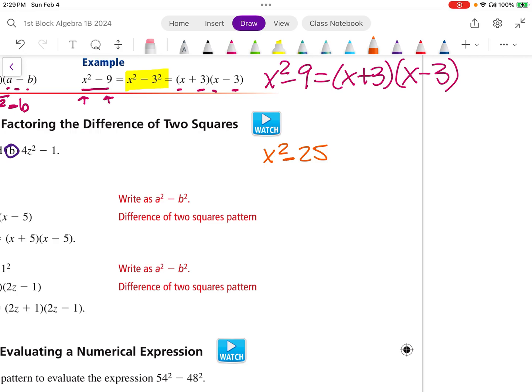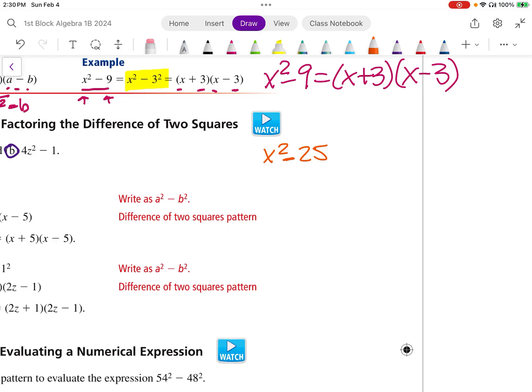Is x squared a perfect square? In other words, what times what equals x squared, or what times itself equals x squared? Well, x times x equals x squared. And then how about 25? Well, the square root of 25 is 5.